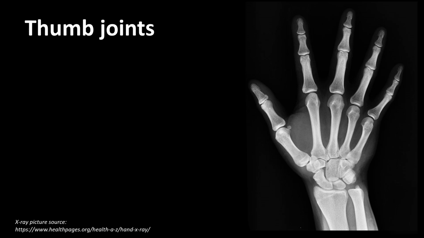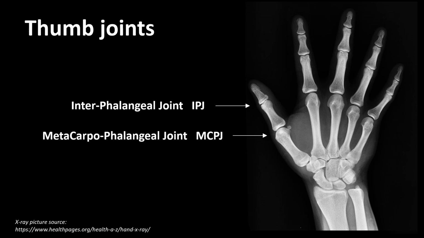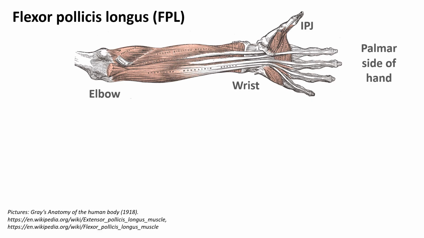The thumb end joint is called the interphalangeal joint, noted as IP joint. The thumb middle joint is the metacarpophalangeal joint, noted as MCP joint. The thumb base joint is the carpo-metacarpal joint, noted as CMC joint.